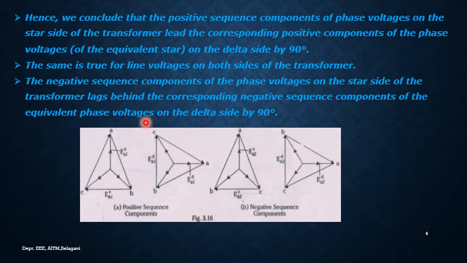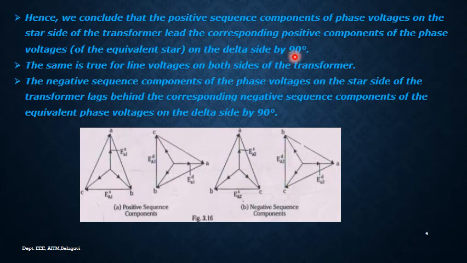From all this conversion of phase shifting from star to delta side, we can conclude that the positive sequence component of the phase voltage on the star side of the transformer is leading the corresponding positive sequence component of the phase voltage on the delta side by an angle of 90 degrees. This is what we proved from the previous equation. So the phase voltage referred to the star side is leading the phase voltage referred to the delta side by 90 degrees.